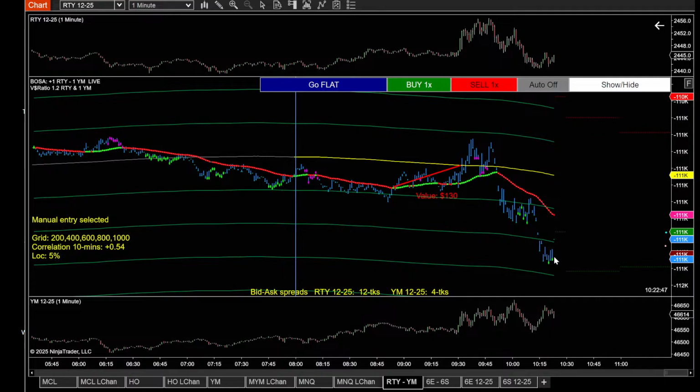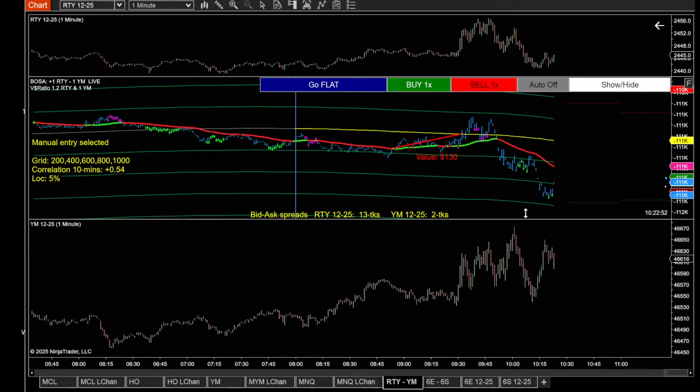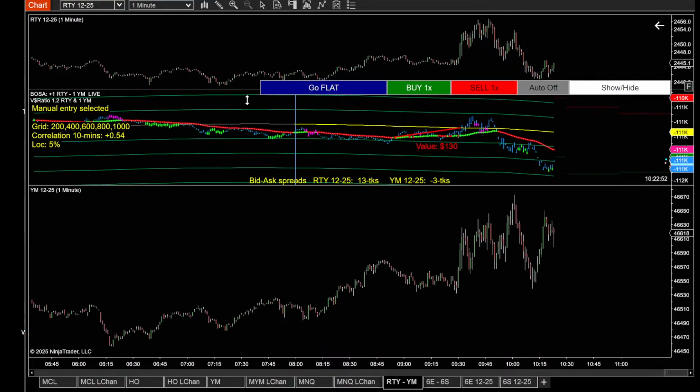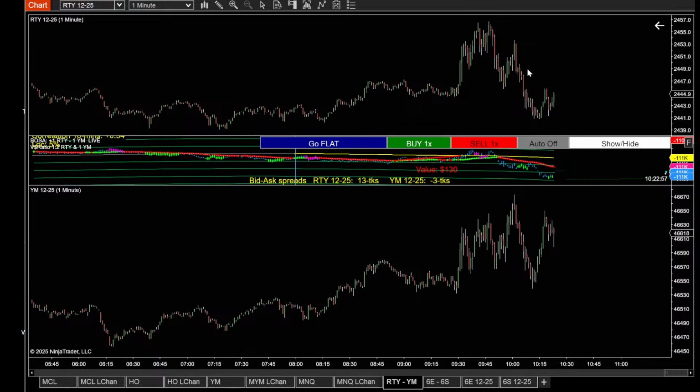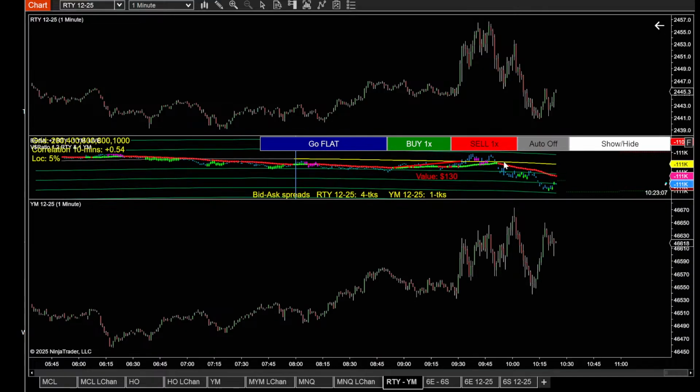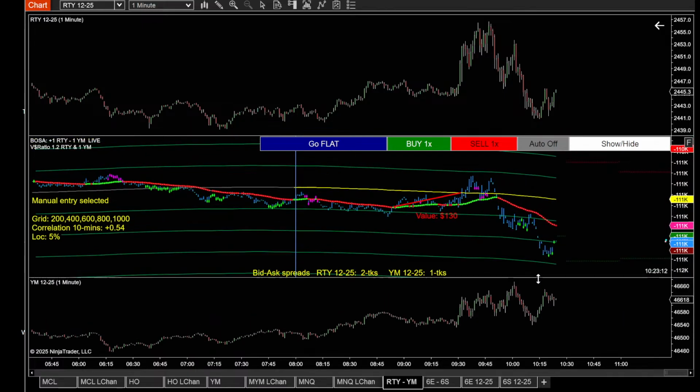We're oversold, deeply oversold. The Russell has tanked versus the YM. So let's minimize this view. The Russell is on top and the YM is on the bottom. The Russell is tanking, but the YM has recovered a little bit, and that is why the spread is actually tanking.